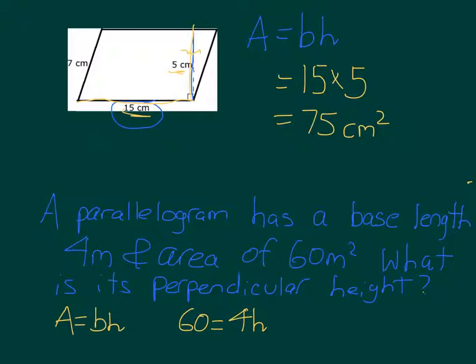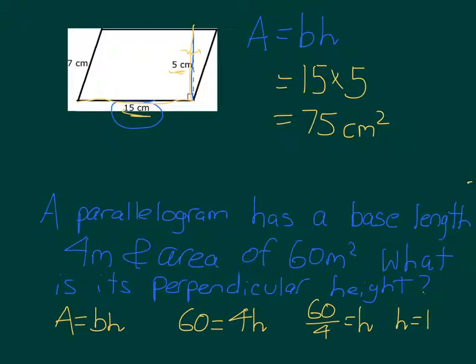Or in other words, 60 equals 4 times what? We're trying to find H. The question said, what is its perpendicular height? That's H. So we're trying to find H. So 4 times what equals 60? Well, since you're so astute, I know that you also know that division and multiplication undo each other. So if I want to find what number I multiply by 4 to get 60, I can just go 60 divided by 4 equals H. Okay, 60 divided by 4, nice and easy, it's 15.